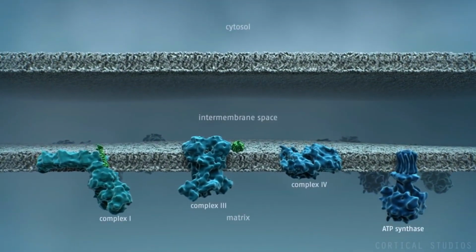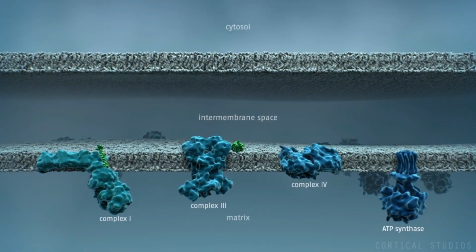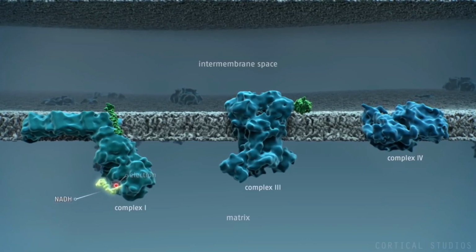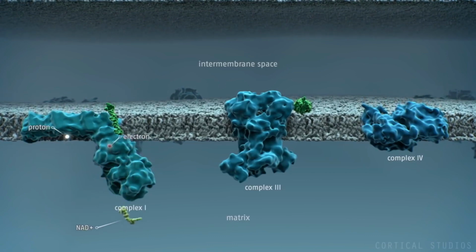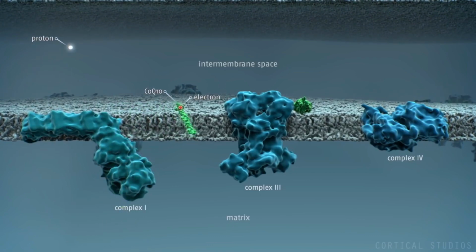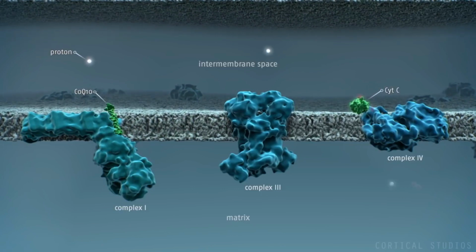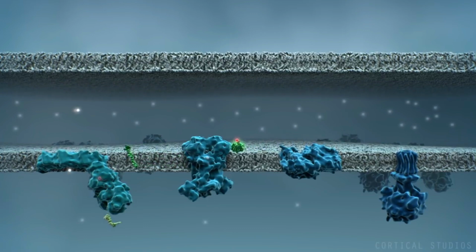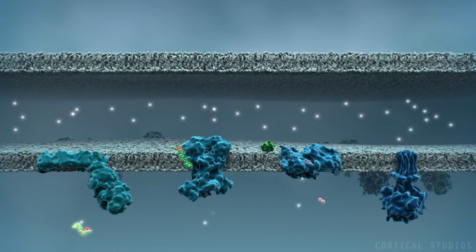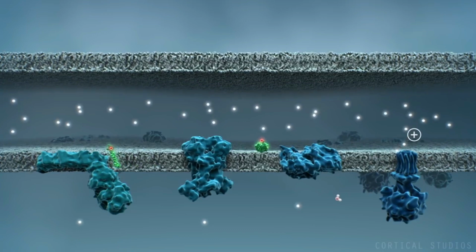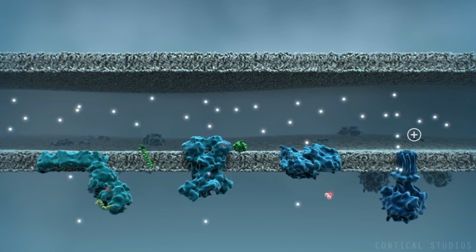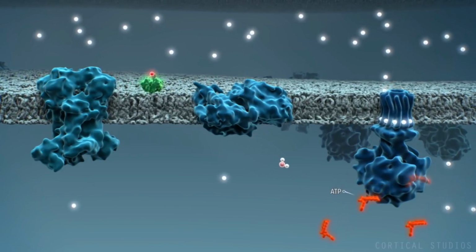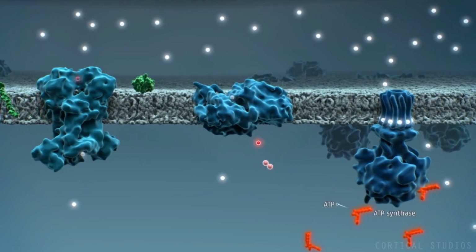This process involves several protein complexes. Now, nutrients provide high energy electrons in the form of NADH to these protein complexes, which are used by them to pump protons, positively charged protons, from the matrix to the intermembrane space. Now, this process continues, and this continuous pumping of protons forms a proton gradient inside the intermembrane space.